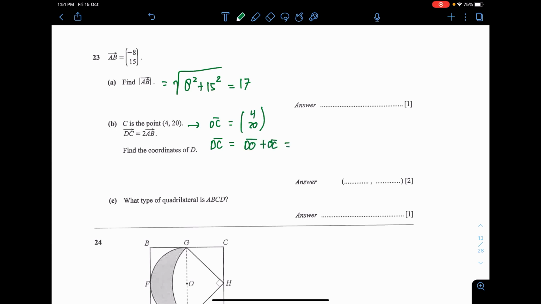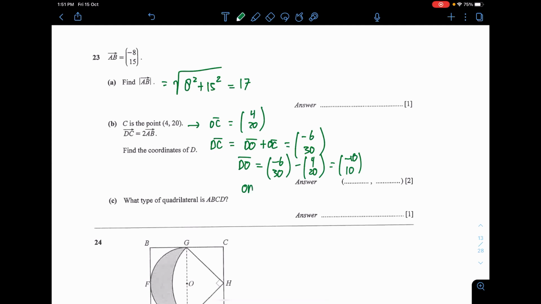And 2 of AB, I just copy down the AB but multiply by 2. I move vector OC to the other side, so I have minus 630 minus the matrix of OC, 420. There will be negative 10 and 10. However, I want to find the vector OD, not DO, so I need to put a negative. So I'll get 10 and negative 10. The coordinate of O is therefore 10, negative 10.